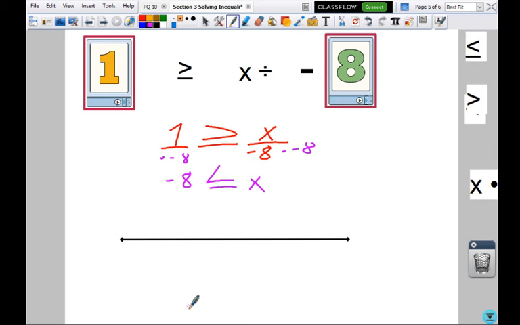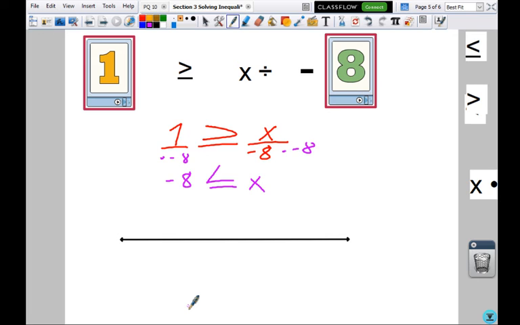I'll give you a hint. What did we multiply by? Divide. Yeah, we got rid of that divide, right? By multiplying by what number? What did we multiply by right there? 8. Not just 8 though. What's in front of that 8? -8, right? Whenever we multiply by a negative, we flip sides.